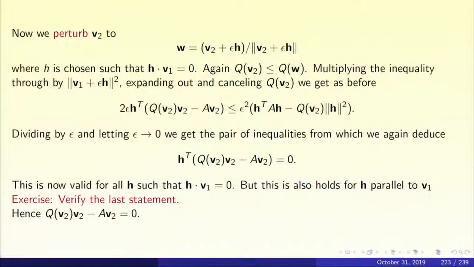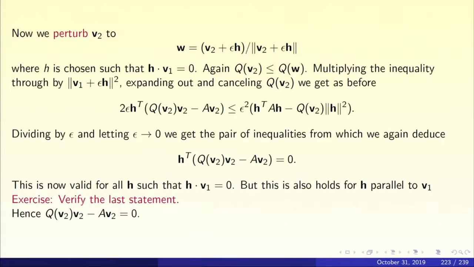Again the same idea, we disturb V2 to V2 plus epsilon H. Now V2 plus epsilon H is not going to be a unit vector. So first we have to make it a unit vector. Divide by the norm. So we look at W equal to V2 plus epsilon H divided by the norm of V2 plus epsilon H.